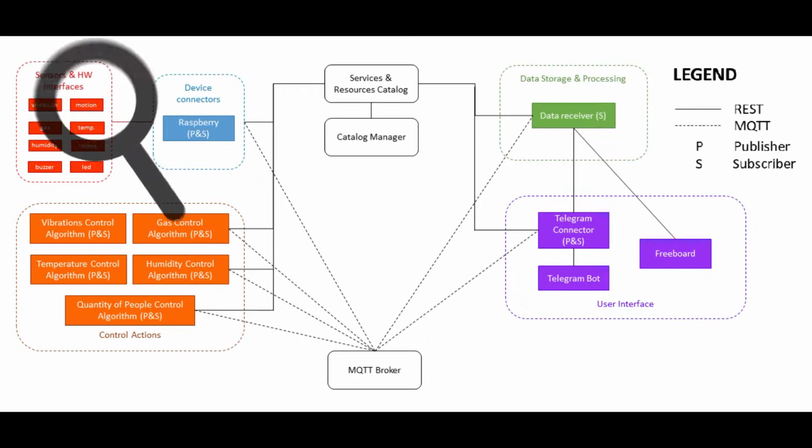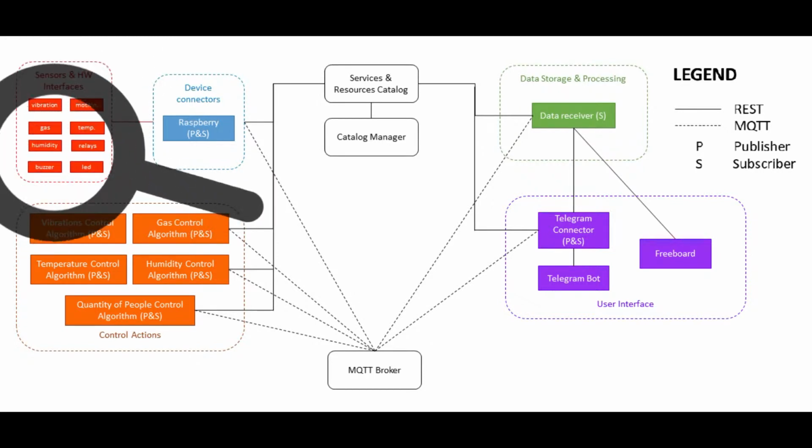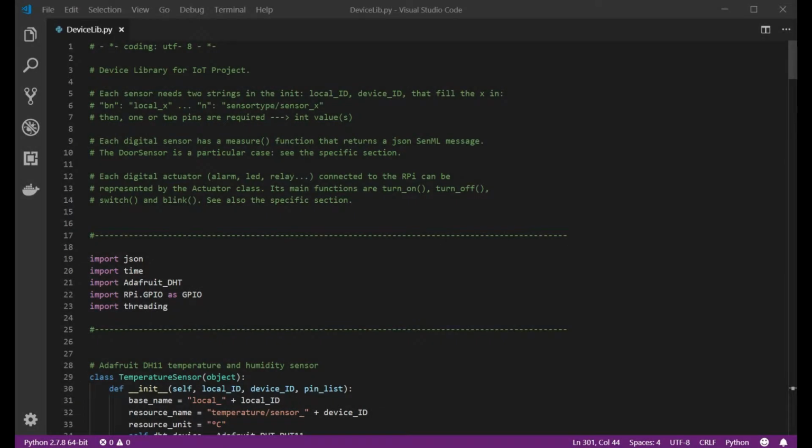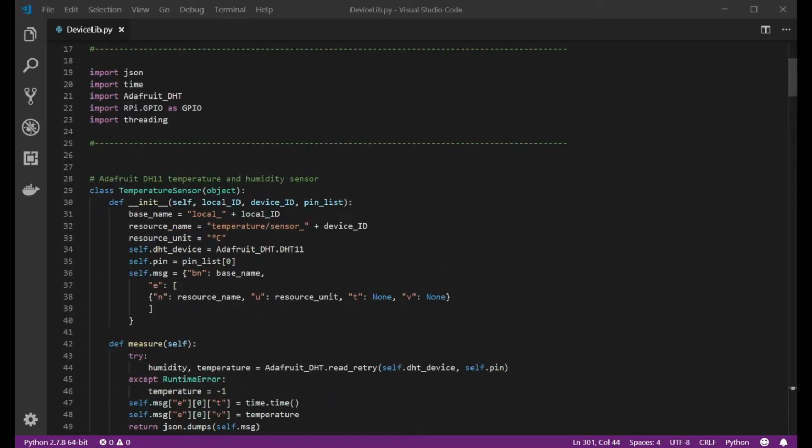The sensors are all physically connected to the Raspberry Pi and they are managed by a single library called devicelib. The devicelib is a Python library that provides an abstraction of all the hardware devices present in the iSecurity system. It is composed of 7 classes, one for each type of device. Let's start with the first one.